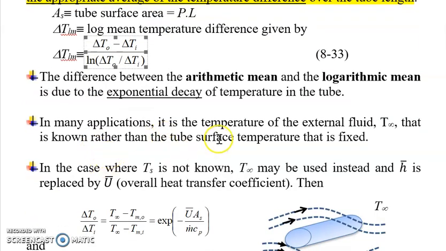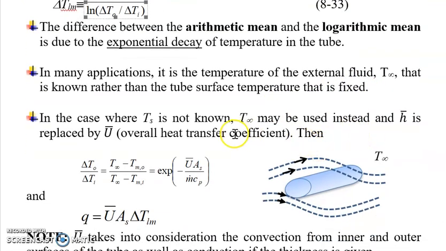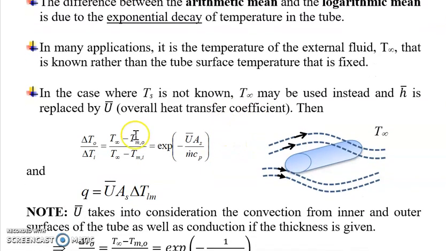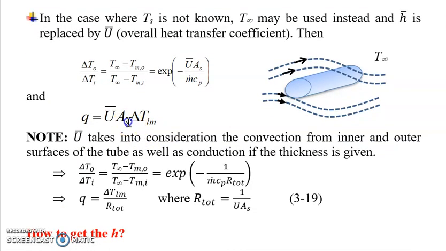Now, in many applications, it is the temperature of the external fluid, ambient temperature, that is given rather than the tube surface temperature that is fixed. So in this case, when the surface temperature is not given, the ambient temperature may be used instead, and the average convective heat transfer coefficient is replaced by the overall heat transfer coefficient. Remember chapter 3 of your ebook? Yes, so you may replace that and you get this equation.